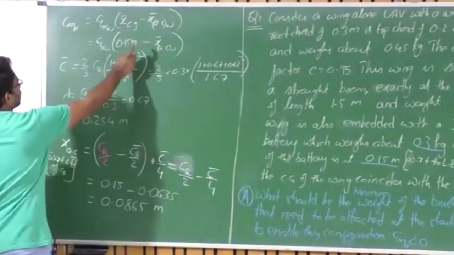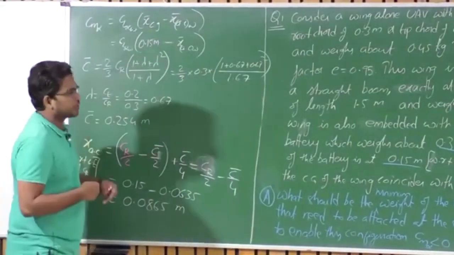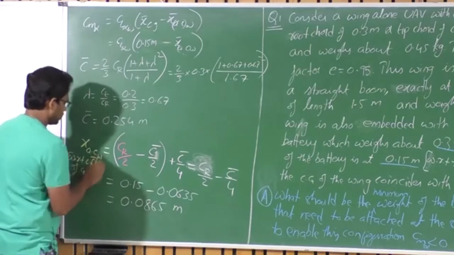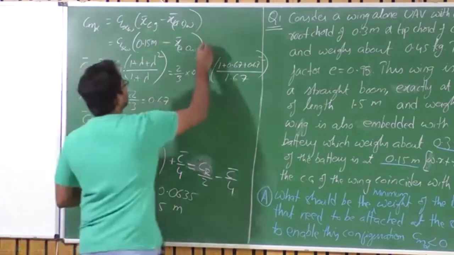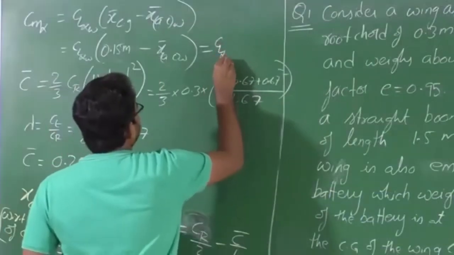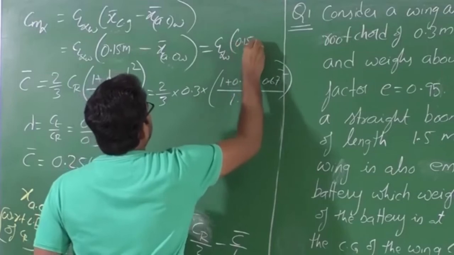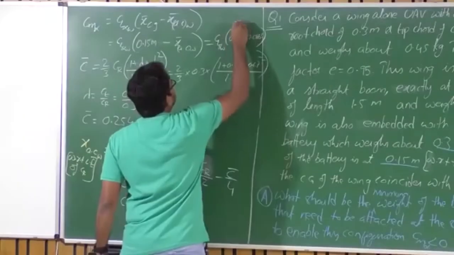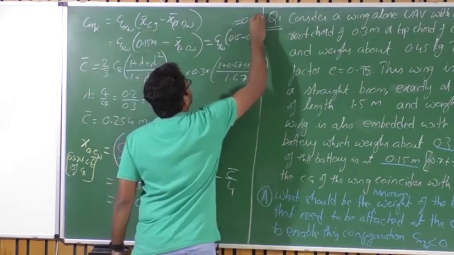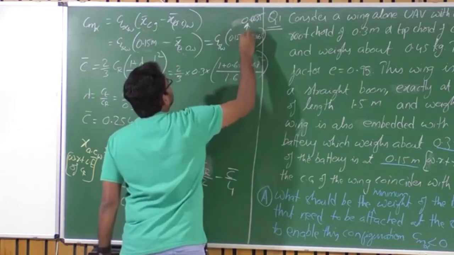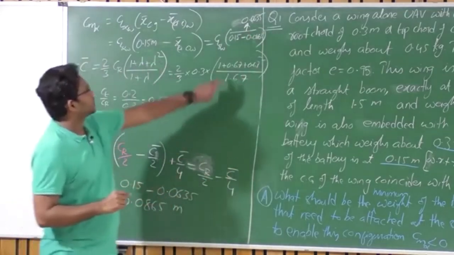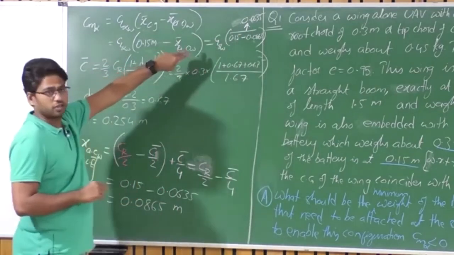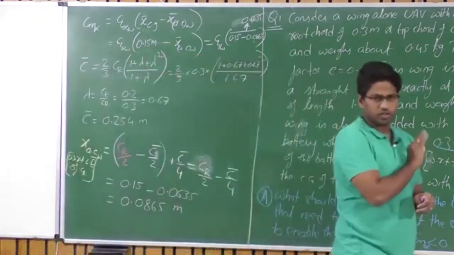So now we know 0.15 is the CG with respect to the leading edge of the root chord, and now you know the aerodynamic center of the wing with respect to the leading edge of the root chord. So can I substitute that value here? So what I have is CL alpha of wing times 0.15 minus 0.0865. This value turns out to be close to 0.0635, which is close to 6 centimeters, that means this is positive. So CM alpha is becoming positive here. With the current CG location, it is positive without adding any motor.